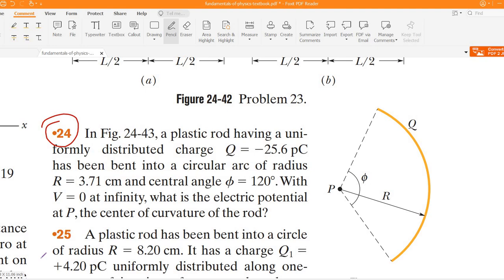Problem number 24. A plastic rod having a uniformly distributed charge Q, so the charge is being uniformly distributed around this line, has been bent into a circular arc of radius R. R has been given, Q has been given. If Q and R both have been given, then of course lambda has been given, remember. And the angle phi is 120 degrees. So again, with V equals infinity, what is the electric potential at P, the center of curvature of the rod? Let's find it out.